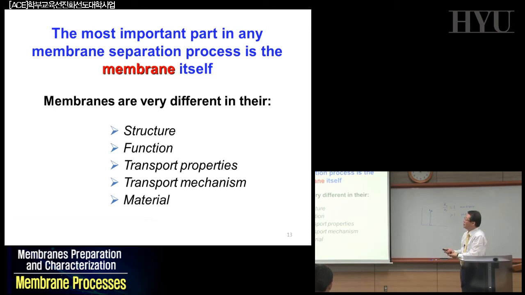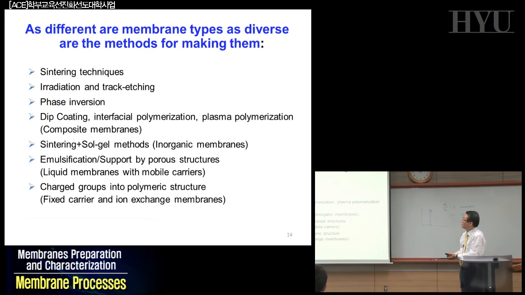And again, the membrane processes. In membrane processes, the most important part is the membrane itself. Okay? Membranes have different structures, different functions, and so on, and all of this membrane itself will determine the transfer properties, of course. Okay. Now, from now on, I think we can talk about how we can make the membrane. Okay, not the polymer. Okay?